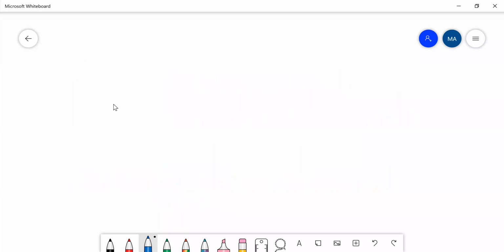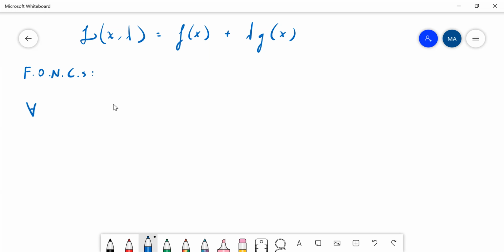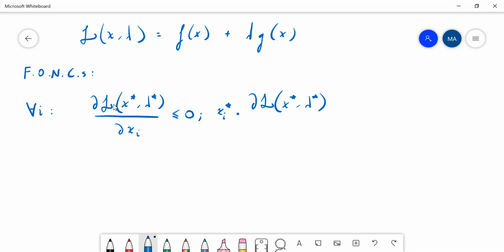Now we start looking at the first order necessary conditions. Once again, let me write the problem in general form. And here are the first order necessary conditions. For all i, all choice variables, we require this. The partial derivative of Lagrange at an optimum with respect to xi must be less than or equal to 0, and xi star times this derivative must be equal to 0, and xi star must be greater than or equal to 0. This must be true for all of your choice variables.